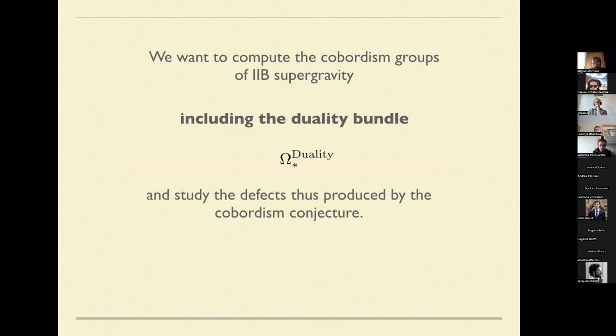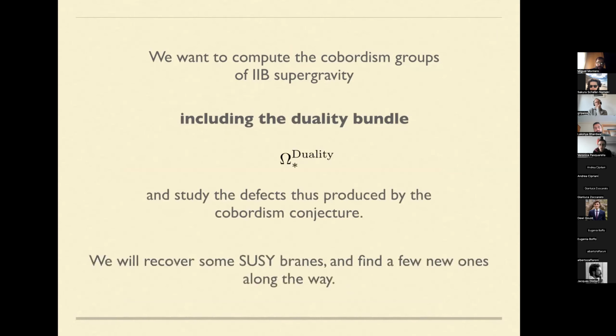And we're going to compute these groups, and then we're going to find that there's a lot of them which are non-zero, and then we're studying the defects that are predicted by the cobordism conjecture in this setup. And we will recover actually a lot of supersymmetric branes, and we will also find a few new ones along the way.